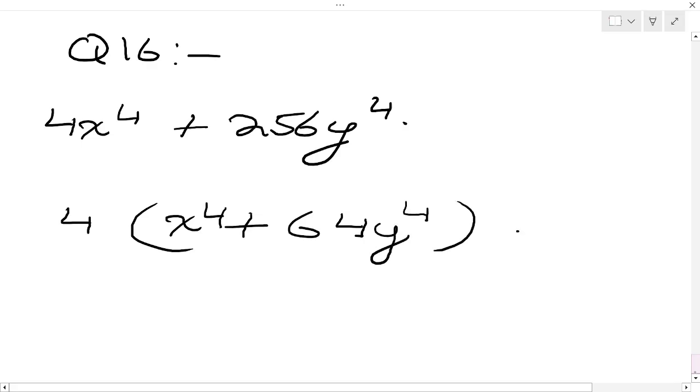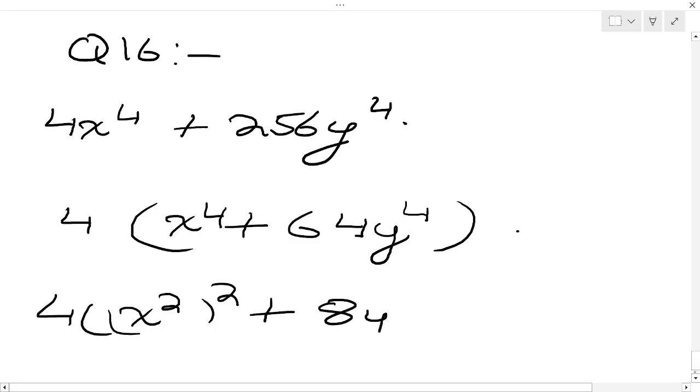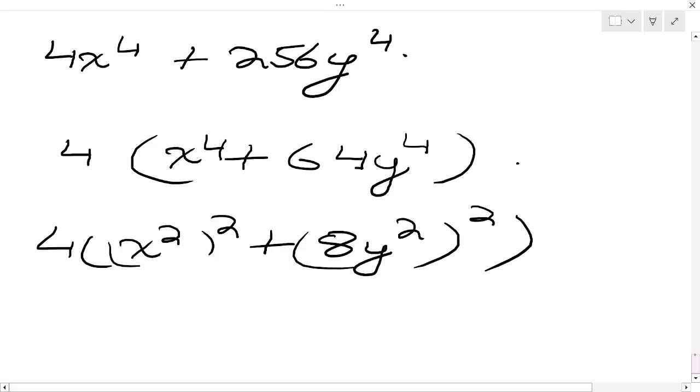Now we have simplified this. Now we need to simplify this much further. So we will write x^4 in its simplest form and 64y^4 in its simplest form. So 4 bracket (x^2)^2 plus 64, 8 8s are 64, so (8y^2)^2, and then we will write the bracket. Now after we have simplified this, what does this remind us of? It reminds us of the a^2 + b^2 form.